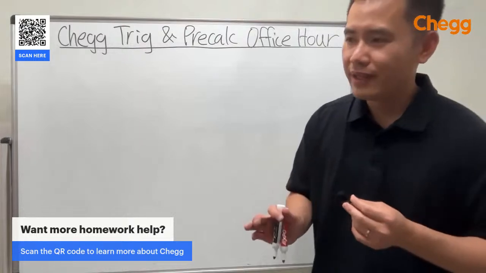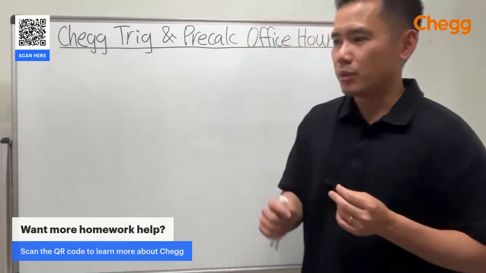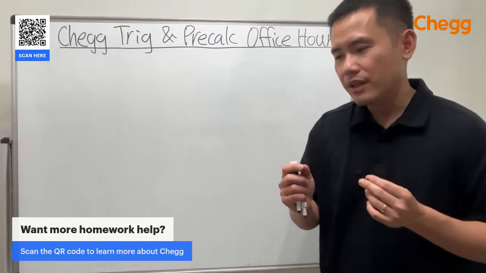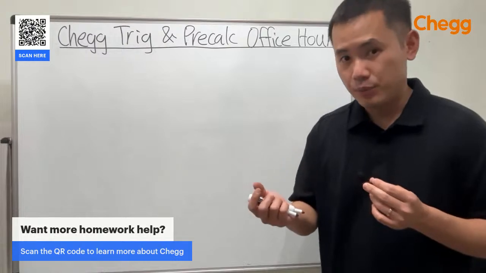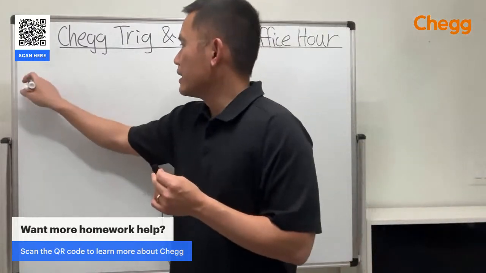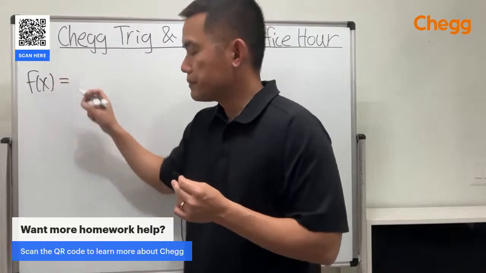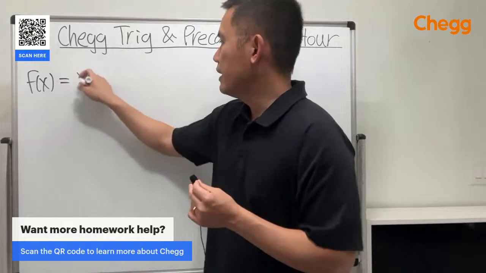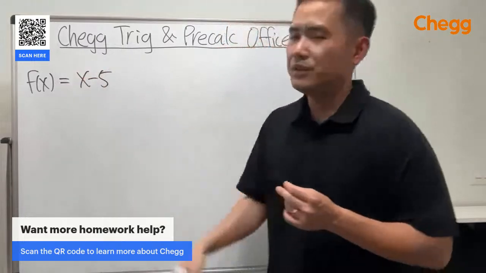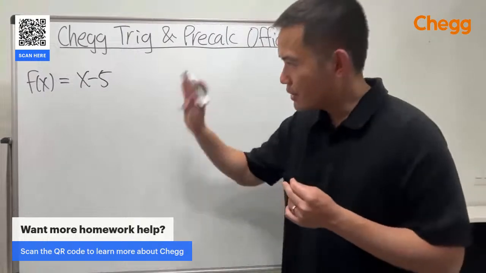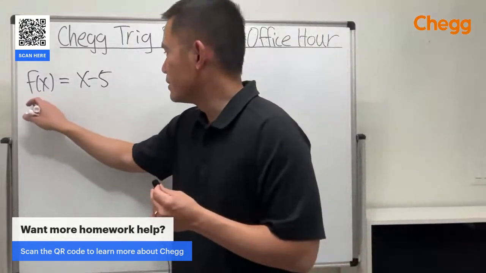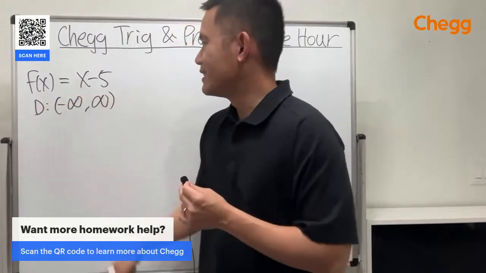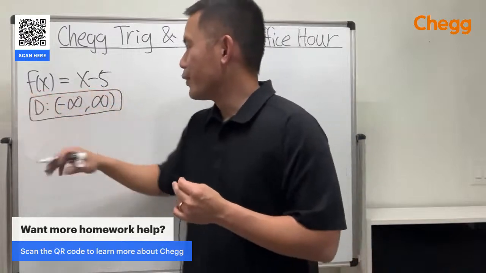How about the range? Range is much more difficult than the domain. Perhaps let's do this as an exercise because this is one of the common mistakes I see from my pre-calculus students. All right. So suppose I give you a function. Let's just say I have x minus 5, something. Just a nice function. The domain for this is just all real numbers. Right? So done.